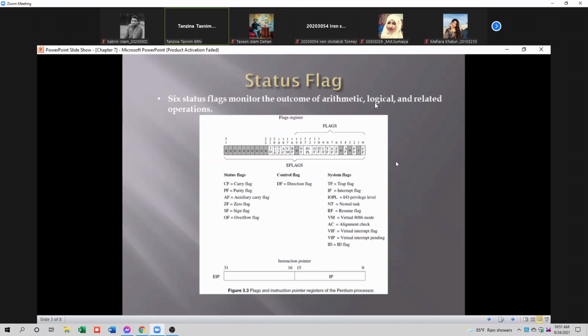What about logical operations? The logical operations are logical AND, OR, XOR, negation or NOT, right? And the relational operations are compare, move, exchange, greater than or equal to, less than or equal to. So these operations can be performed by the Pentium processor. After the operation, each of these flag registers will be changed. Some operations can affect all these 6 flag registers, while some affect only 2 or 3 flag registers.